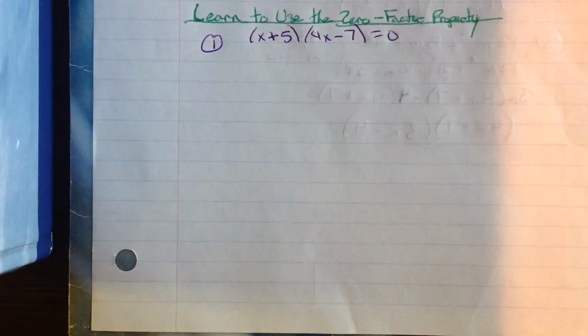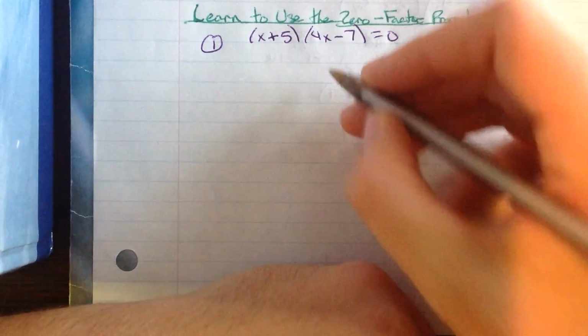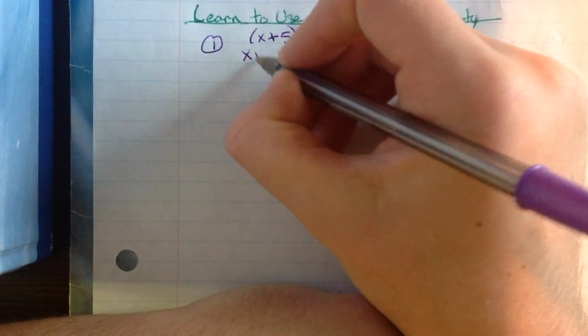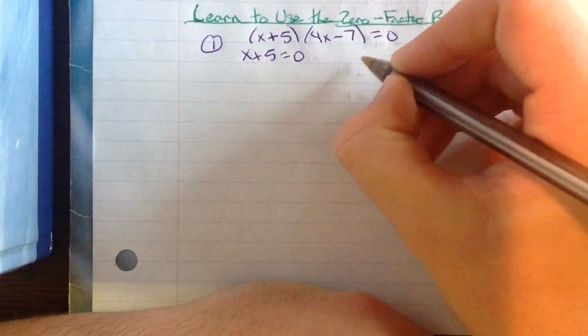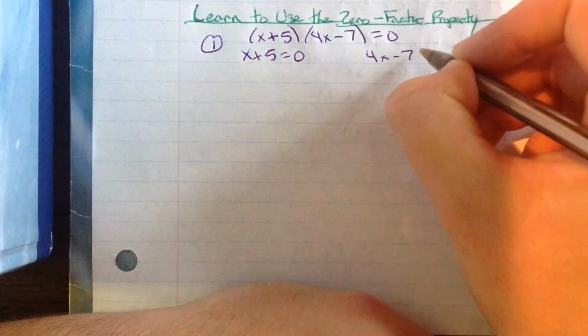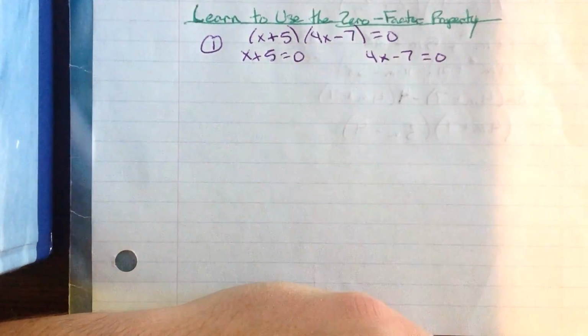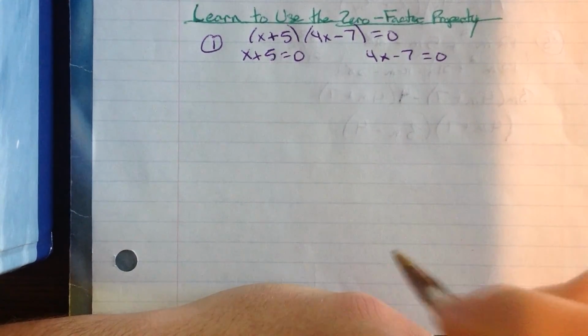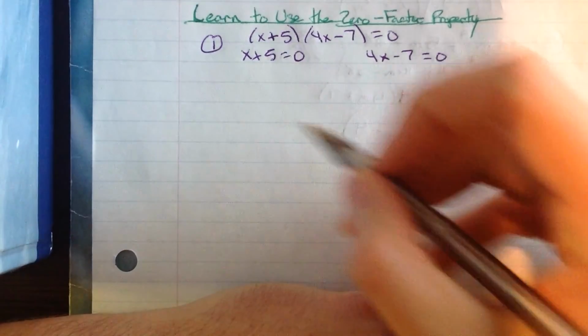0 times 2, 0. 3 times 0, 0. 4.576 times 0, 0. So with that same type of logic, we just have to find where each one of these things in parentheses, these binomials, are equal to 0. Because as long as one of them is 0, multiplying them together, it will become 0.